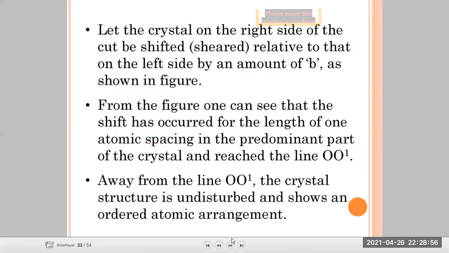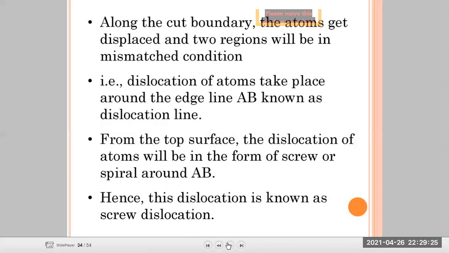You can see, let the crystals on the right side of the cut be shifted relative to the left side by an amount of b. So from the above figure, we can say that the shift has occurred over one atomic spacing in the predominant part of the crystal, up to the line O dash. Away from the line O dash, the crystal structure is undisturbed and shows an orderly arrangement of the atoms.